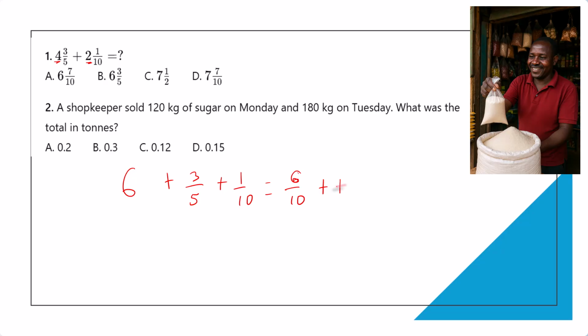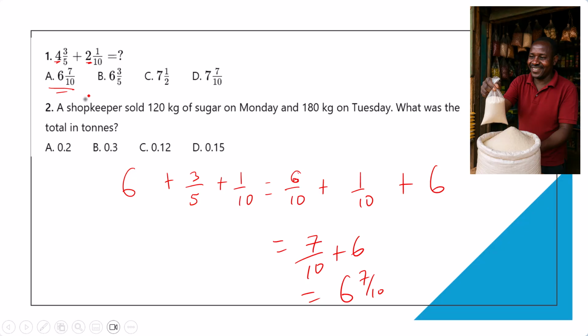And now we can add the 1 over 10 to the 6 over 10 that we had. Because the bottom numbers are the same, we can now add the top ones. You never add the bottom numbers. You never add the denominators. So we're going to have 6 and 7 over 10. So the answer should be the first one, that's the total we have. Okay, so if you got A, give yourself a tick on that.